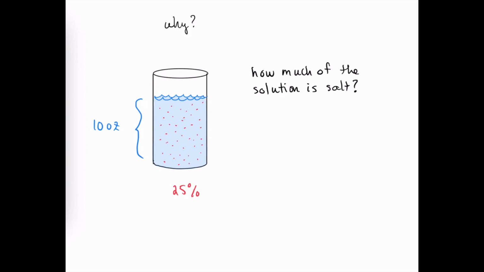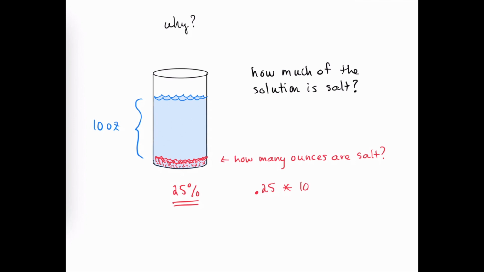Let's consider these to be our salt particles that are floating around here in our saline solution. And for the sake of this discussion, let's illustrate it as all being down here. The question is how many ounces are salt and how many ounces are water? If we have a 25% solution, what that means is that 0.25 or 25% of, and of means multiply, the overall volume of the solution, which is 10 ounces, and that gives us how many of the ounces are salt.